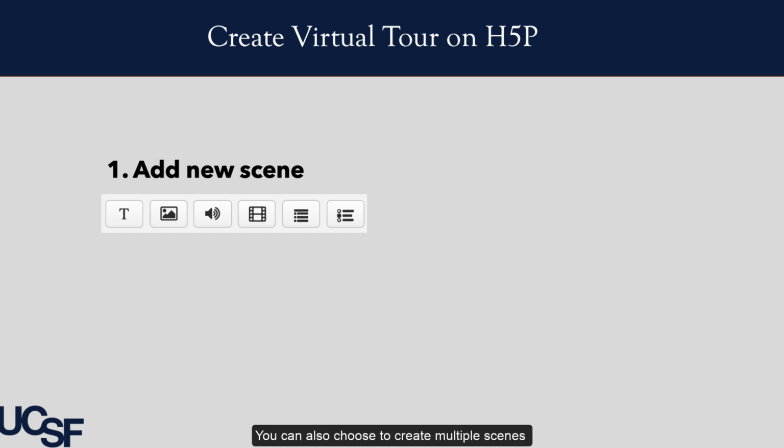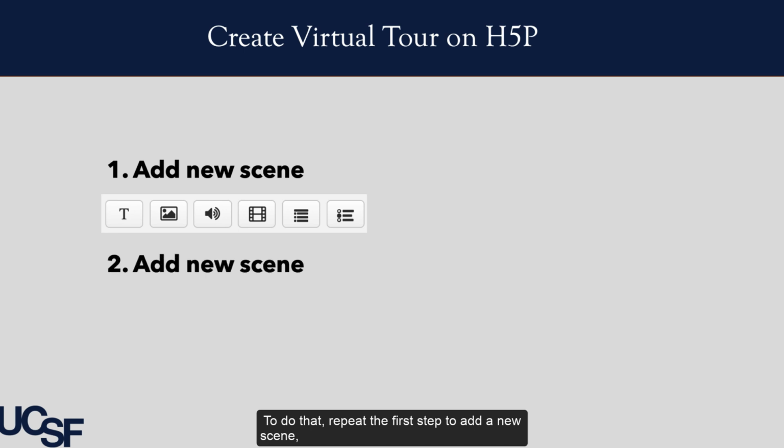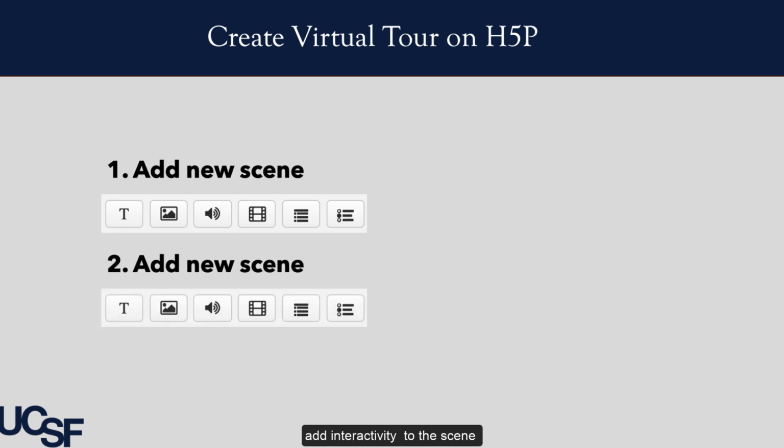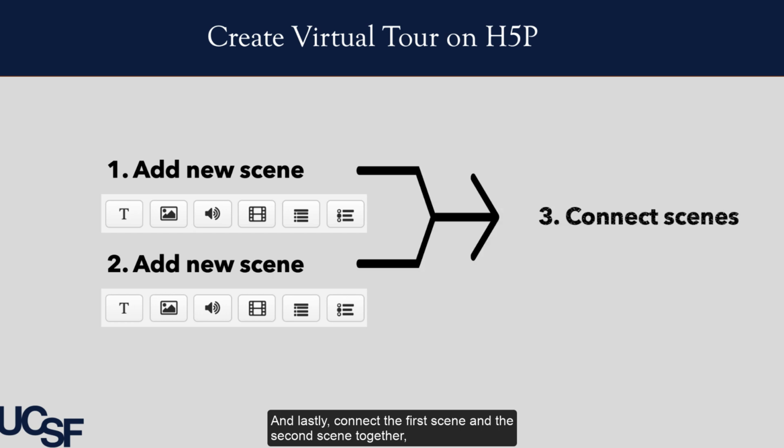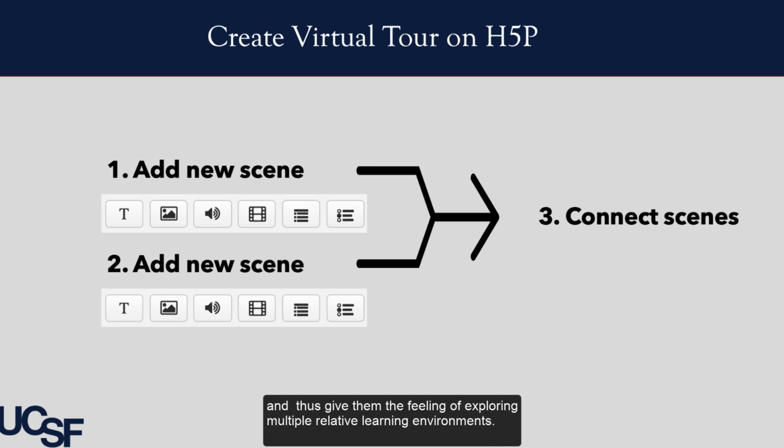You can also choose to create multiple scenes, which can be linked together to give the learners an impression of switching between environments. To do that, repeat the first step to add a new scene, add interactivities to the scene, and then lastly, connect the first scene and the second scene together, so that learners can navigate between different scenes and thus give them the feeling of exploring multiple relative learning environments.